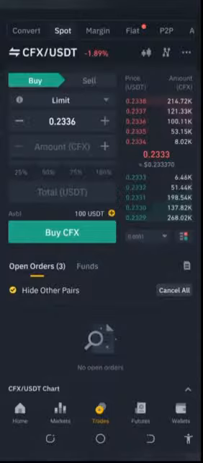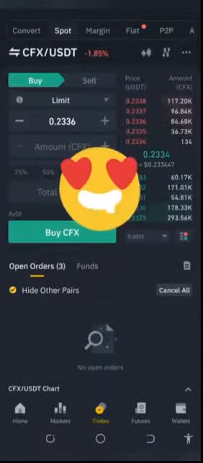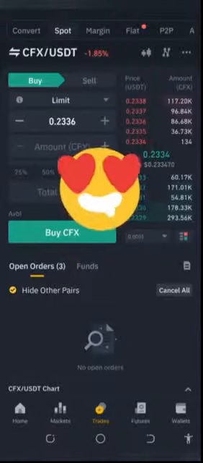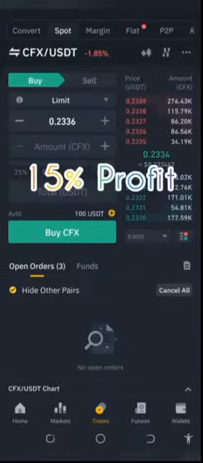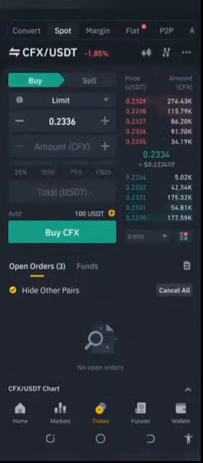CFX/USDT. So now let's go ahead and check out all the parameters and make sure everything works well. Now, this one happens to be a sweet deal. It's supposed to give us probably about 15%. So let's see how this goes, right?